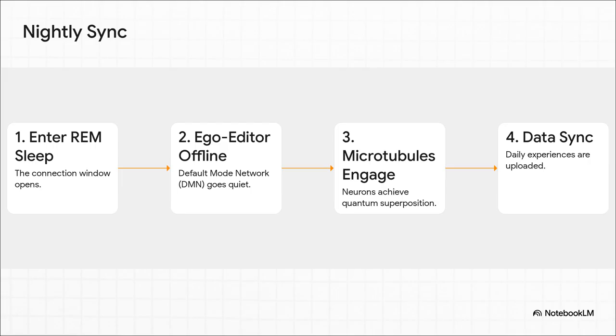Deep inside your brain's neurons, tiny structures called microtubules achieve a state of quantum superposition. It's a bit technical, but think of it as your brain's hardware opening a quantum channel. And boom, data sync. All your experiences from the day get uploaded to the Akashic Cloud.